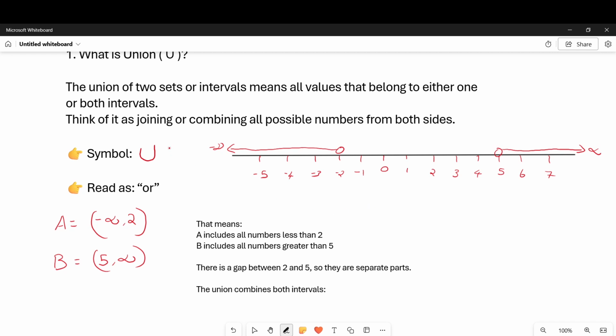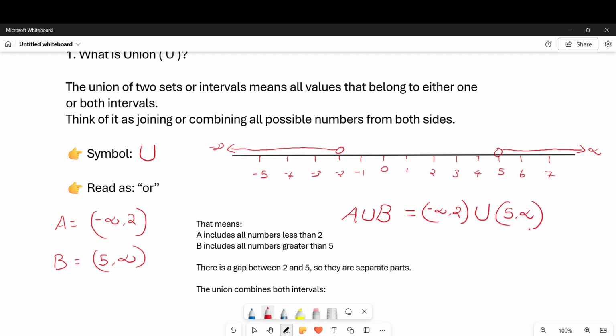So that's why we use a union symbol. This is how a union symbol looks. It looks exactly like a U. So we will write here combining A and B: A union B. So what is A union B? We combine these two intervals. So minus infinity comma 2, the first part of the notation, then the union symbol, see the U symbol, then 5 comma positive infinity.